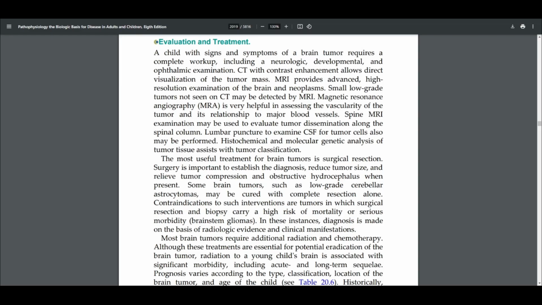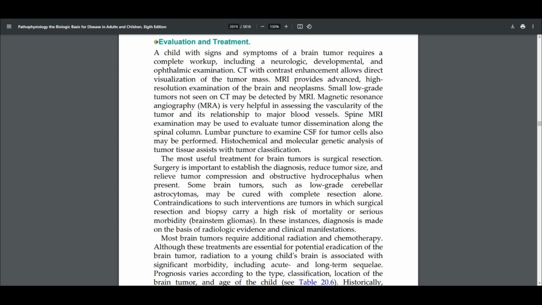A child with signs and symptoms of a brain tumor requires a complete workup, including neurologic, developmental, and ophthalmic examination. CAT scan with contrast enhancement allows direct visualization of the tumor mass. MRIs provide advanced high-resolution exams of the brain and neoplasm. Small low-grade tumors not seen in CT may be detected by MRIs.